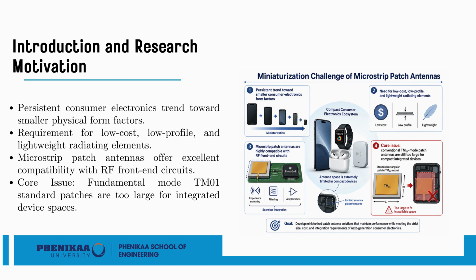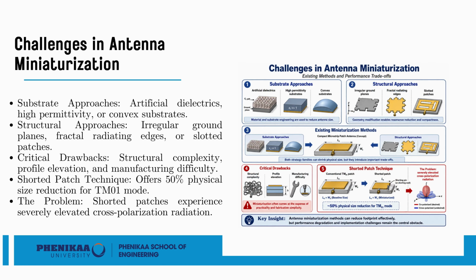Given these size constraints, various techniques have been established to reduce the physical footprint of these antennas, though they introduce distinct trade-offs. To overcome size limitations, designers often employ specialized techniques such as high permittivity materials, irregular ground plane geometries, or fractal edges. While these methods successfully reduce the antenna size, they frequently introduce severe manufacturing complexities, elevated profiles, or high manufacturing costs. Alternatively, shorting one edge of a patch antenna to ground reduces the required resonant length by half, effectively creating a quarter wavelength antenna.